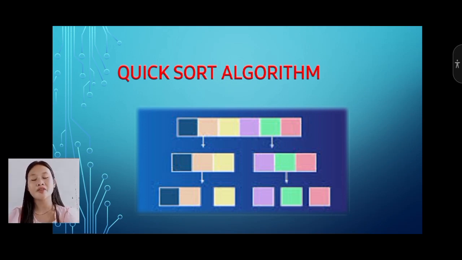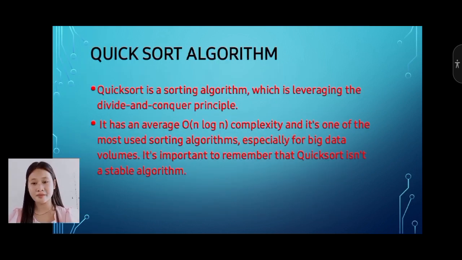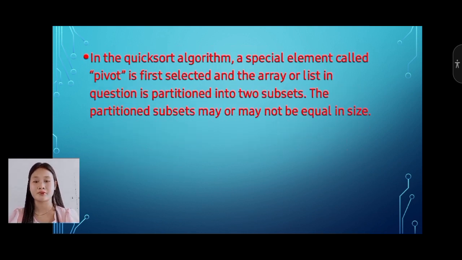Our topic for today is all about the quicksort algorithm. Now, what is a quicksort algorithm? It's a sorting algorithm which leverages the divide and conquer principle. It has an average O(n log n) complexity, and it's one of the most used sorting algorithms, especially for big data volumes. It is important to remember that quicksort isn't a stable algorithm.